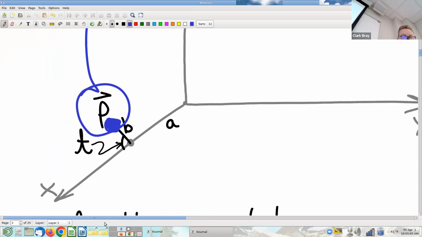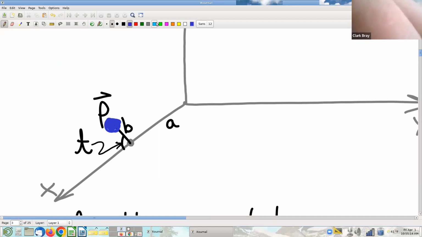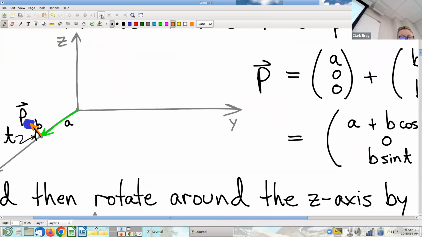Okay, so that point P, in order to describe where that is, notice it's a sum of two vectors. This is a trick that we talked about earlier: it's that vector there plus that vector there. It's green plus orange. Everybody see that? Okay, so we write that down. The green vector is easy. There's that green vector. It's just (a, 0, 0).